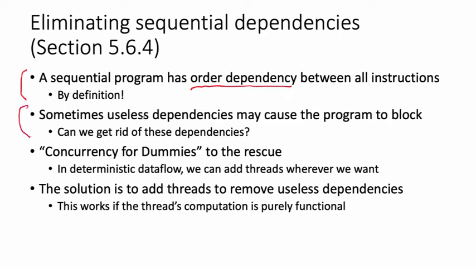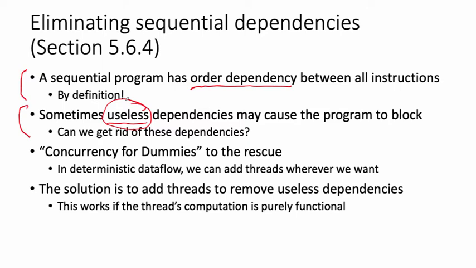Sometimes it can introduce a useless dependency. Maybe one of the instructions blocks for some reason, variable unbound, whatever. And so the later instruction cannot execute. But maybe that's a useless block. Maybe those two things are not related, and there's no reason for the second one to wait for the first one. So this is a useless dependency, and maybe we want to get rid of that.